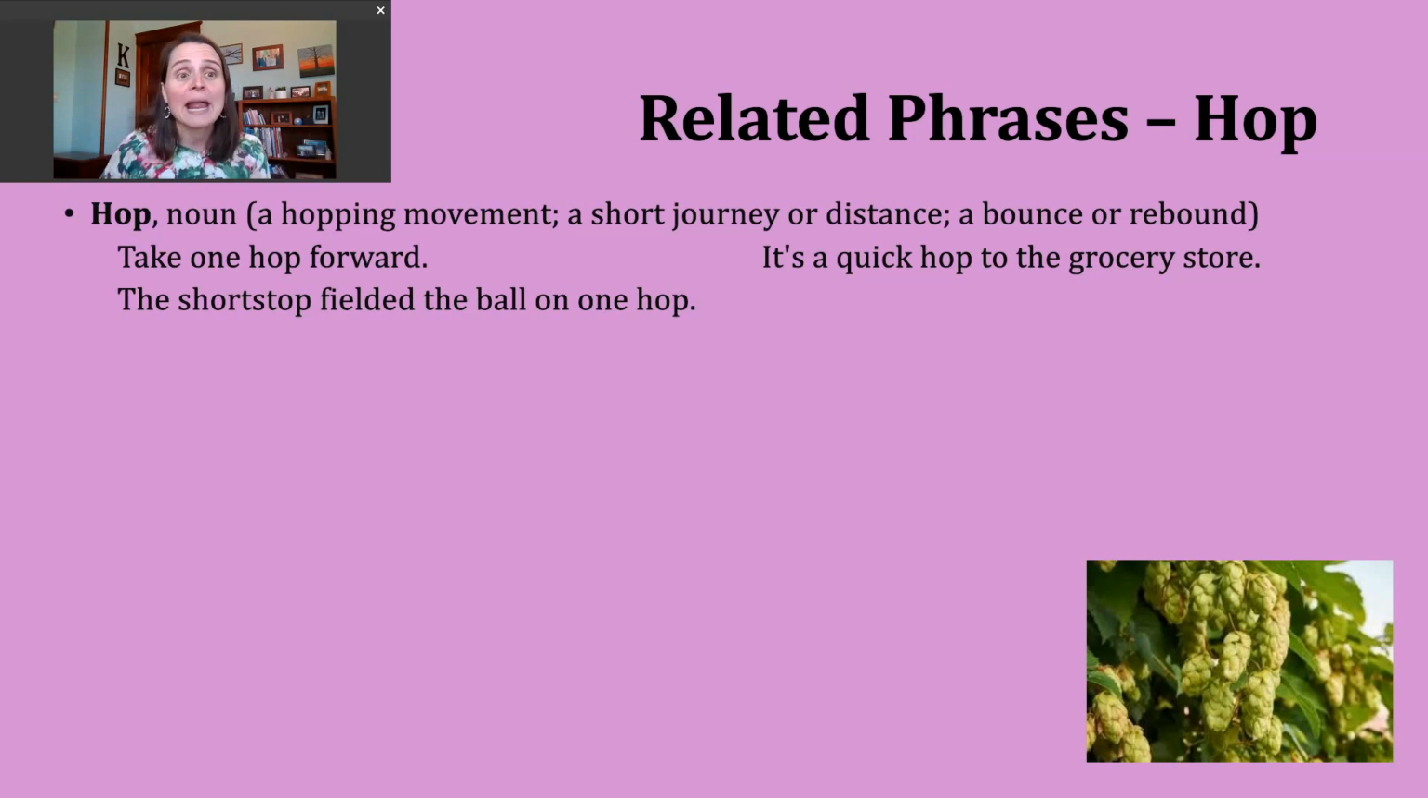And then a third way hop can be used can be similar to bounce or a rebound. An example of this might be, the shortstop fielded the ball on one hop. Okay? This sentence ties back to the sport of baseball. We might be able to picture someone swinging, making contact with the ball. The ball hits the ground, right? Bounces once, and then another athlete, or in this case, the shortstop, catches it. Okay? That's what that sentence is describing.